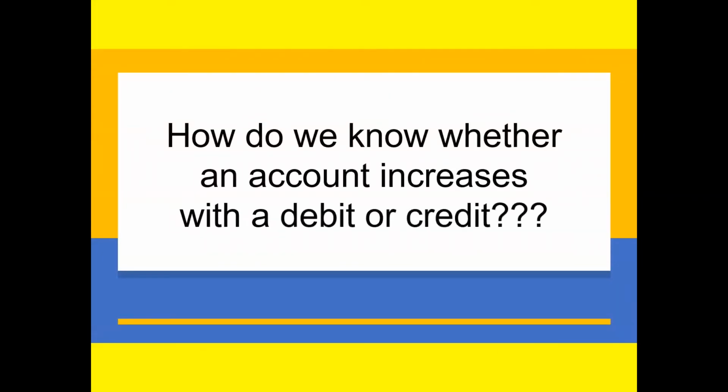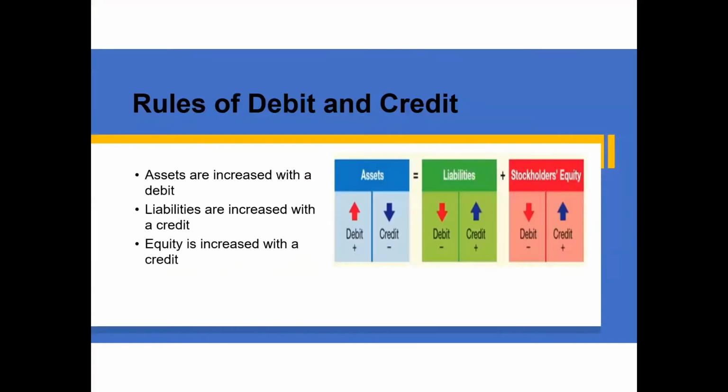So how do we know whether an account increases or decreases with the debits? We know that by learning the rules of debit and credit. So assets are increased with the debit. Some examples of assets are cash, land, equipment, accounts receivable. We learned about accounts receivable in the last video. If you have not checked it out, go back and check it out.